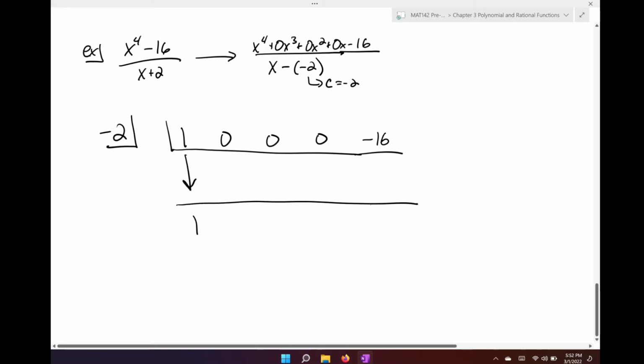We drop down the 1, and then on the far right-hand side, if you want to, you can just write remainder. And now we just go through our process. I'm just going to go through it. Hopefully you can follow along by now. Negative 2 times 1 is negative 2. 0 plus negative 2 is negative 2. Negative 2 times negative 2 is positive 4. 0 plus 4 is 4. Negative 2 times 4 is negative 8. 0 plus negative 8 is negative 8. And then finally, negative 2 times negative 8 is positive 16. And negative 16 plus 16 is a remainder of 0.